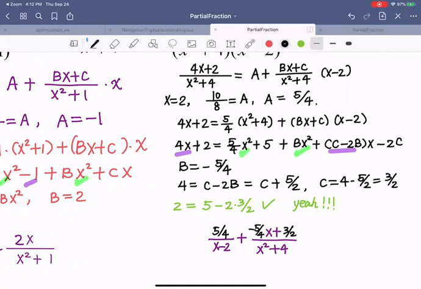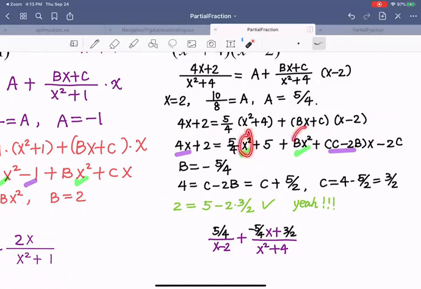Did you get the same answer? Hang on, give me a second. Can you explain how you got B again? B? Yeah. Do you have this same step?